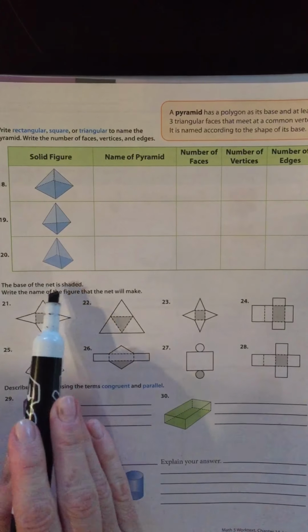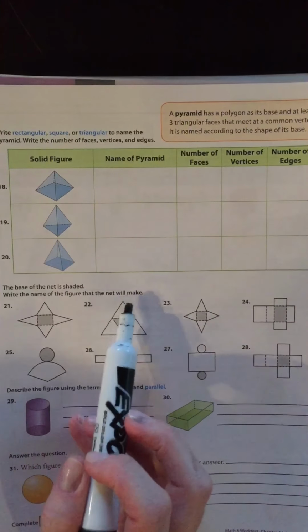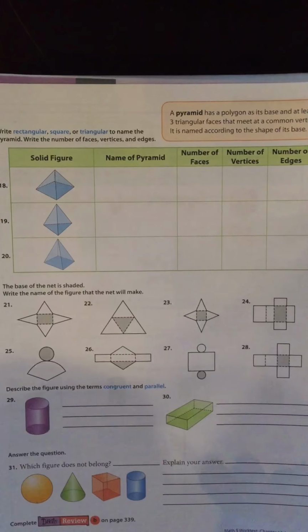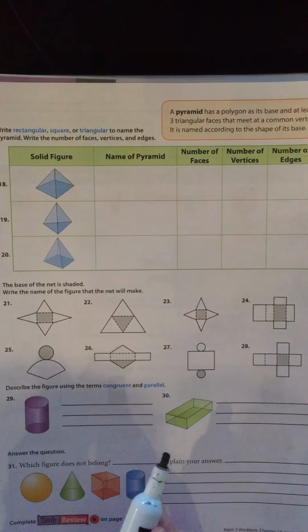And then the base of the net is already shaded. So you're going to write the name of the figure that the net will make. What is this going to make? Right here, describe the figure using the terms congruent and parallel.